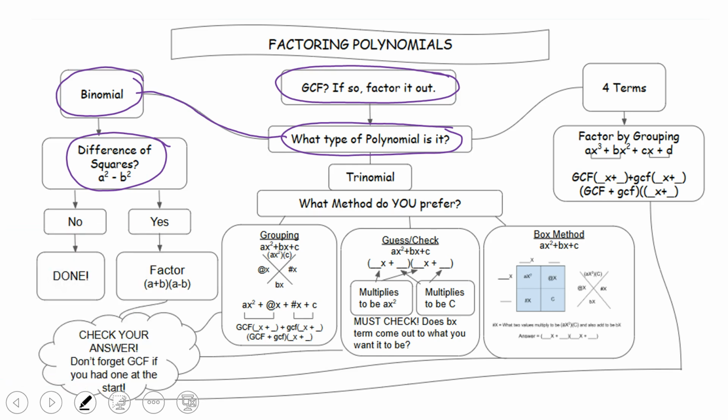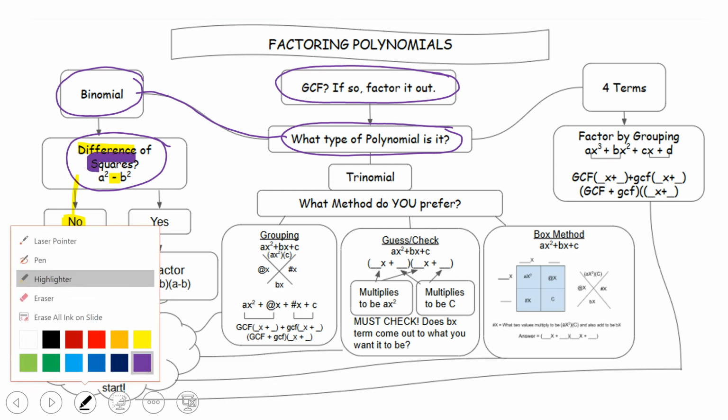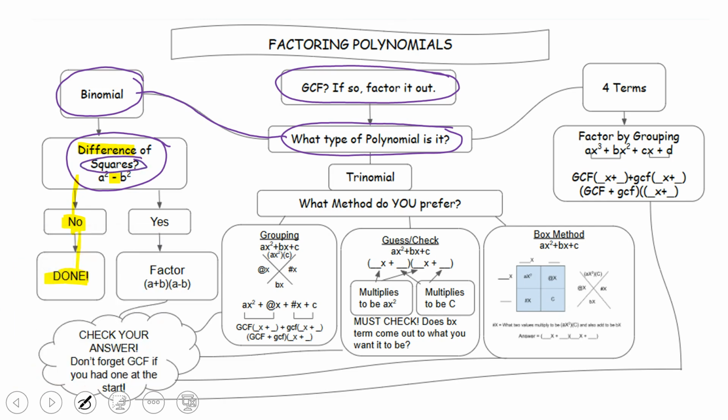Now, there's key words here. First one being difference, meaning you have to have subtraction. If you don't have subtraction, then you go to no, and in that case, you're done. You can't do anything else. But if you have subtraction and both terms are perfect squares, then we're able to factor. We're going to go through that process together.